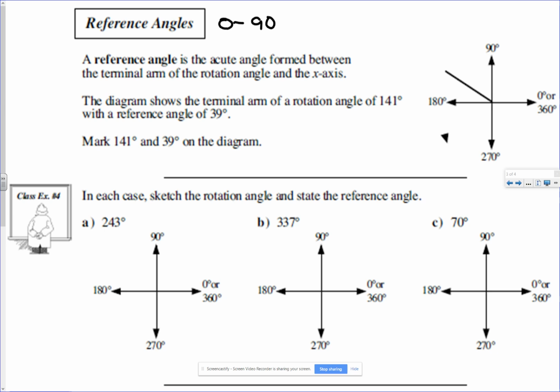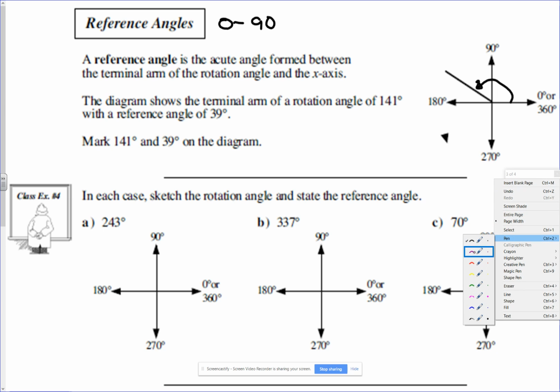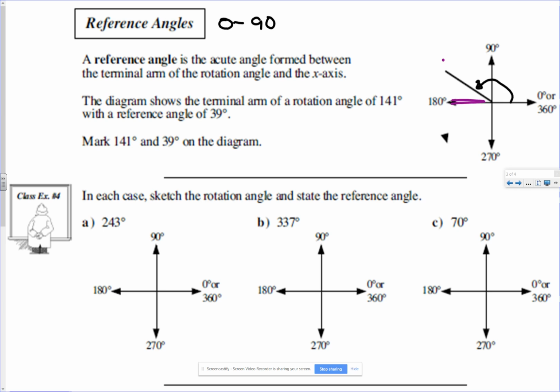So it says here I have my standard angle of 141 here, and I have a reference angle of 39. Now, a reference angle is always off the x-axis and my angle arm. So that right there is my reference angle. So for these ones, I want to draw my standard angle.